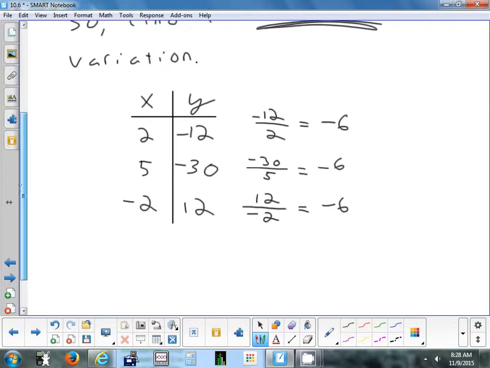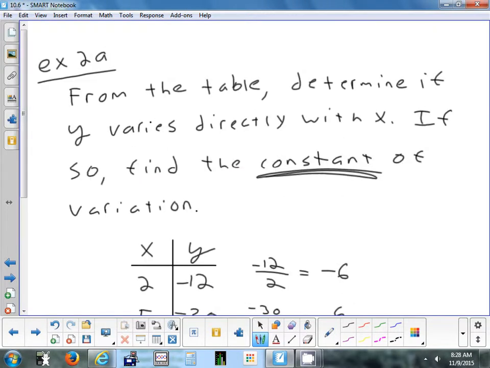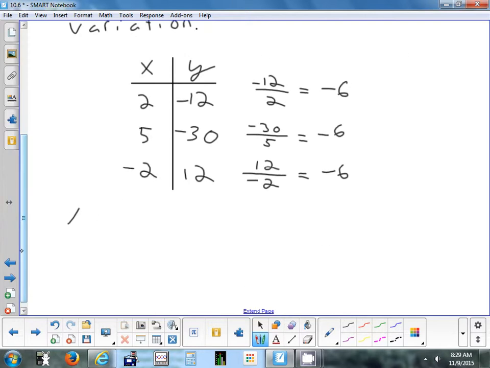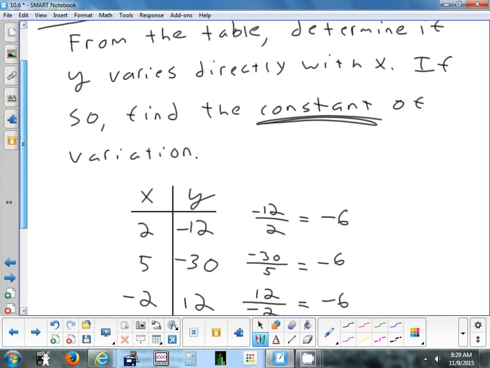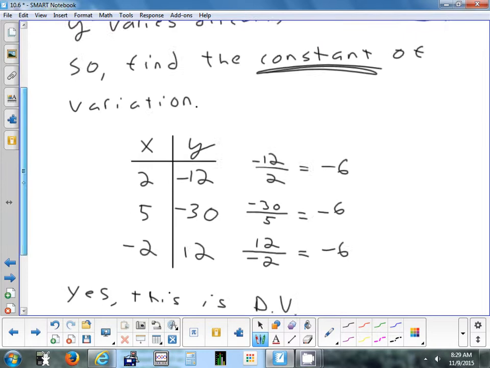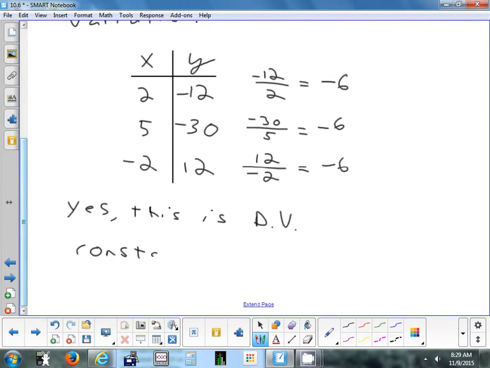So the answer to this question, determine if we have direct variation, we can write yes. This is direct variation. We just abbreviate it DV, direct variation. Now it said if we had direct variation, find the constant. Okay, what's the constant here? Negative 6. All right. Any questions on that one?